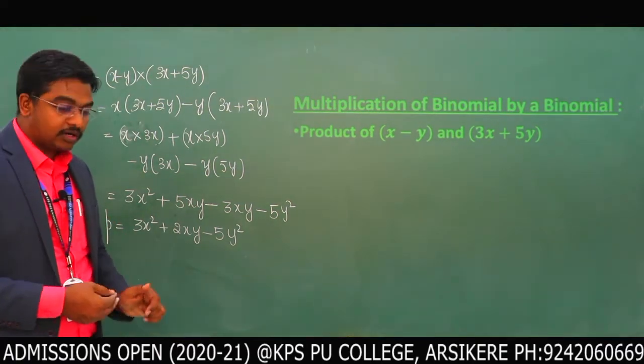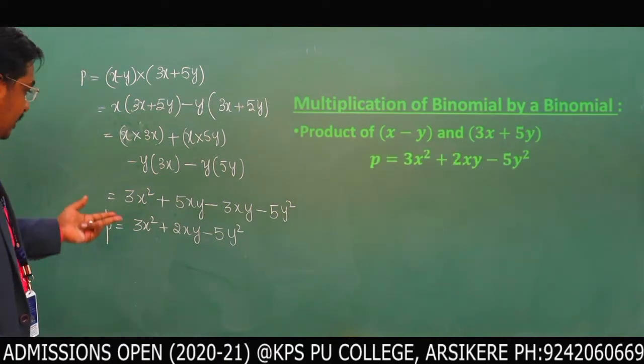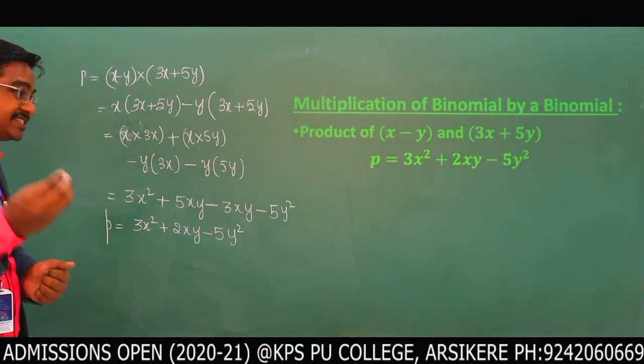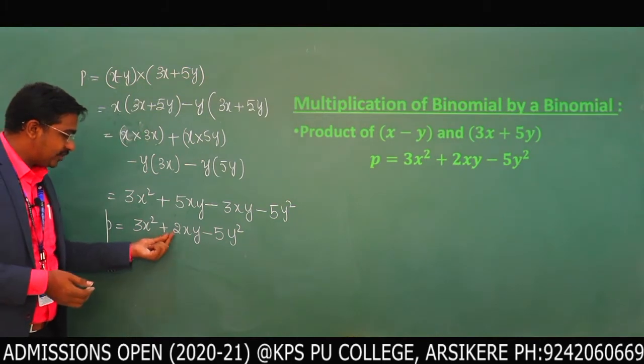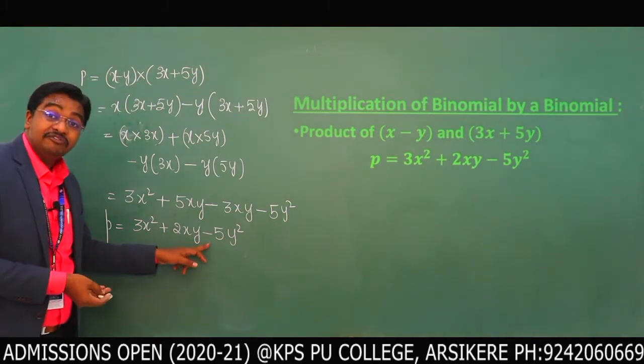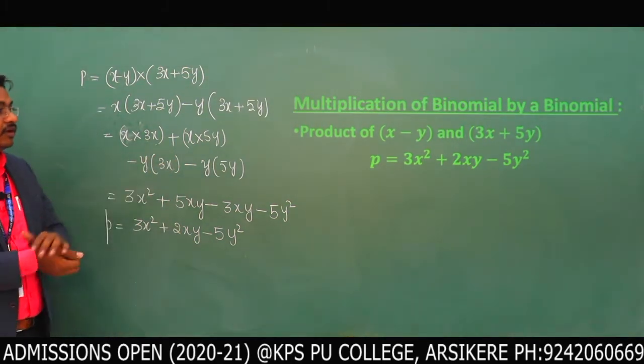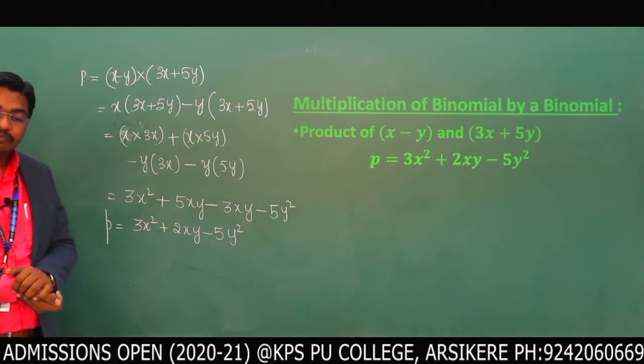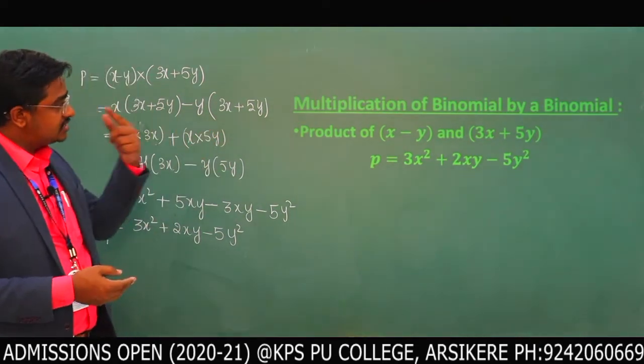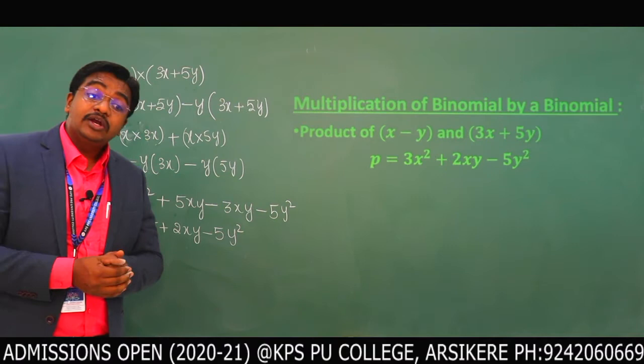So let's look at what the product becomes. 3x square plus 2xy minus 5y square. This is the product of x minus y and 3x plus 5y. This is the case when you get a binomial and a binomial.